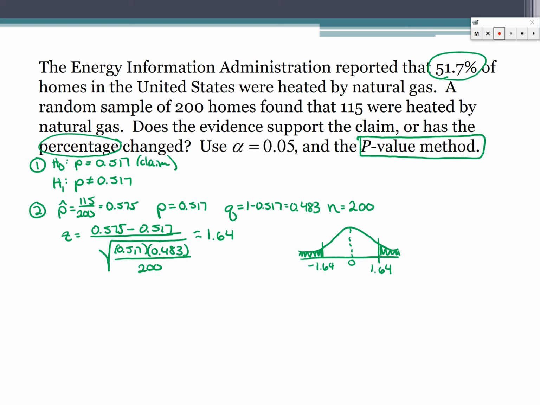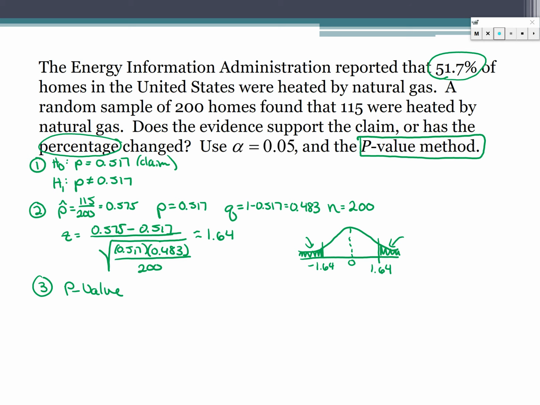Now to find your p-value, remember P stands for probability. Probability is represented by the area under the curve. So to find my p-value, I need to find the areas in those tails. That's how I'm going to get my p-value. P-value is an area.